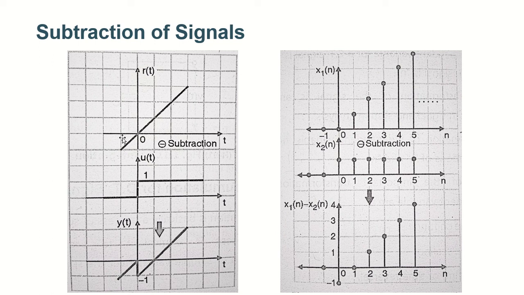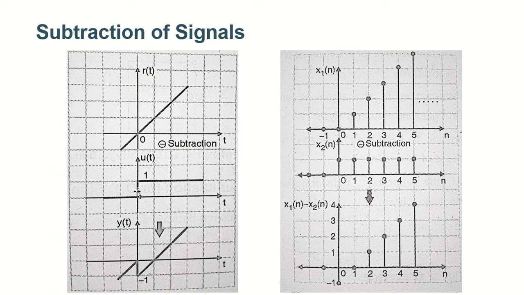For point minus 1, what value is it holding? It is holding minus 1. So minus 1 plus 0, my answer will be minus 1, right? So it will come here. Then for time t equal to 0, r of t's value is 0, and for time t equal to 1, r of t's value is 1, right? So again 0 minus 1, right?